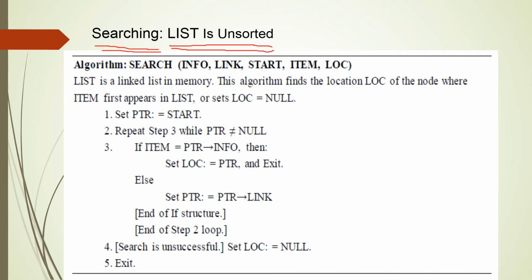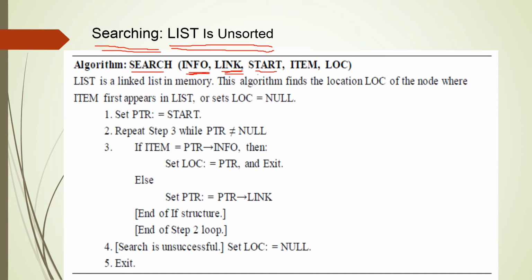We will see how to search an element from the unsorted linked list. That means elements of the linked list are in unsorted form. So the name of the algorithm is search. It will take these parameters. First parameter is info. Info means data field. Link means the next field. You know, the node of a singly linked list consists of two fields, data and link. So here in this algorithm they are calling the data field the info field.